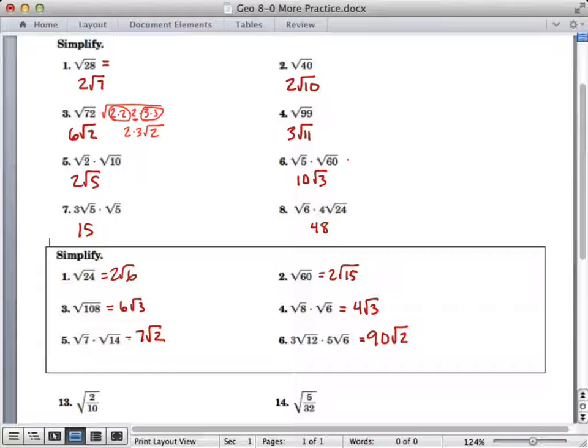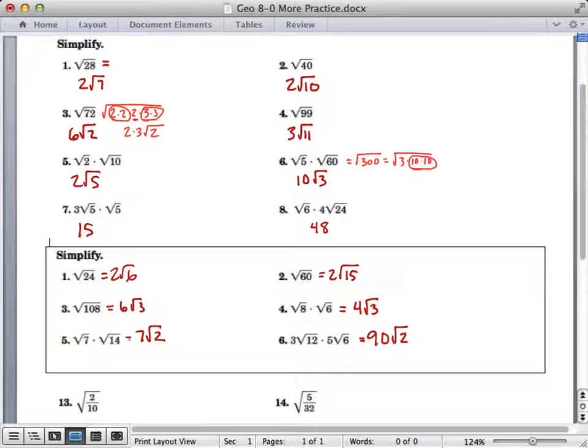Let's look at number 6 here. When you multiply, the square root of 5 times the square root of 60 becomes the square root of 300. And then you simplify from there. 300 is equal to 3 times 10 times 10, 3 times 100. And I'll stop right there because there is my pair of 10s that will come out of it. If you went further than that, you'd have a pair of 2's and a pair of 5's, which of course will make 10.